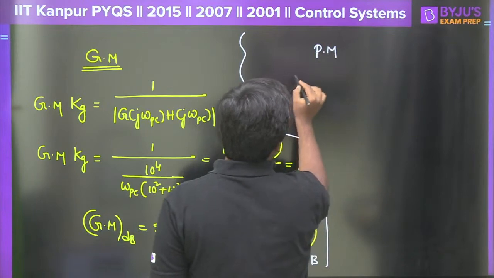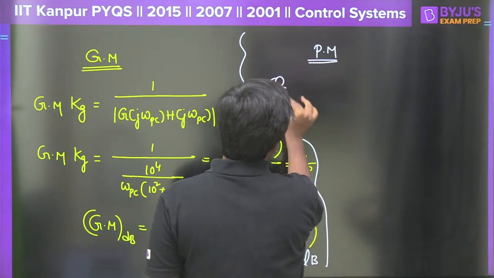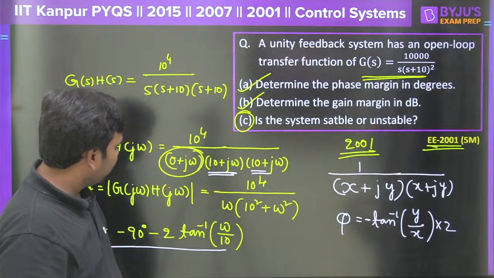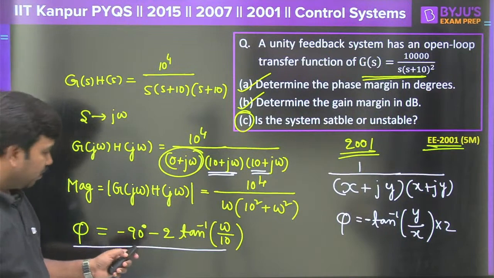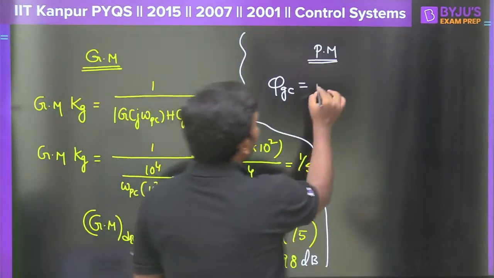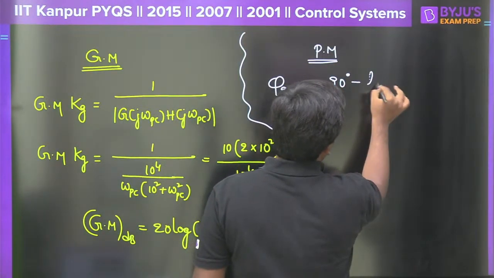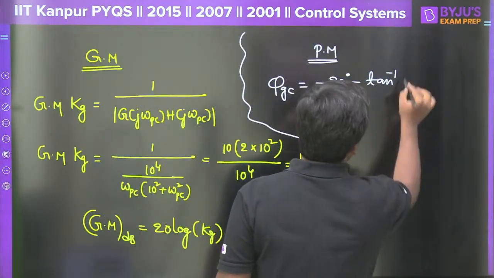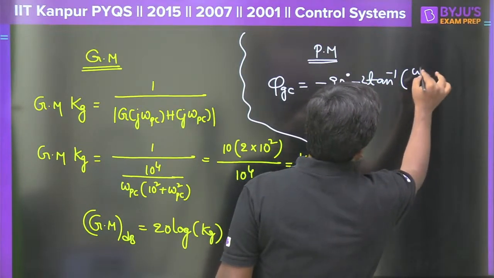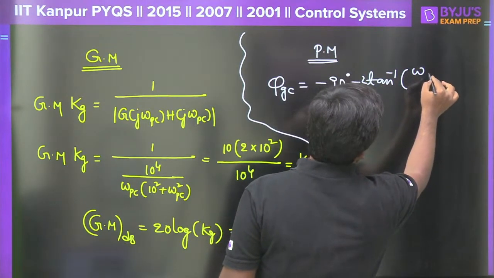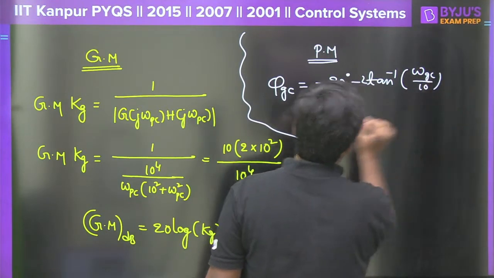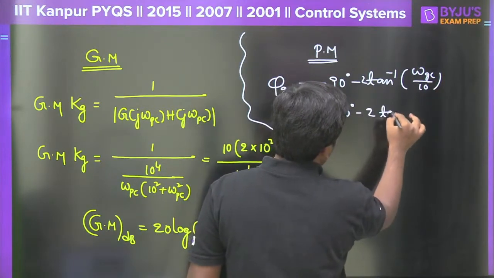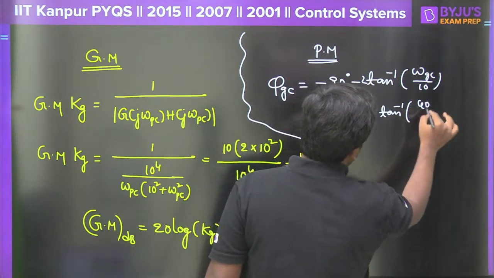If you want phase margin, you should first find phi GC, the phase at gain crossover frequency. The phase expression is this. So moving ahead, minus 90 degrees, minus tan inverse of omega by 10, minus 2 times tan inverse of omega GC divided by 10. So what is this value? Minus 90 degrees minus 2 times tan inverse of omega GC, which is 20, divided by 10 here.